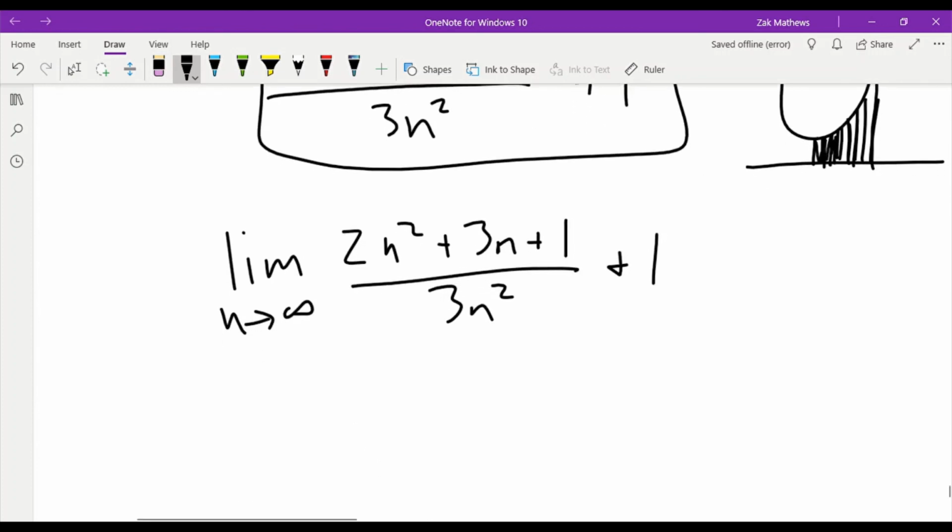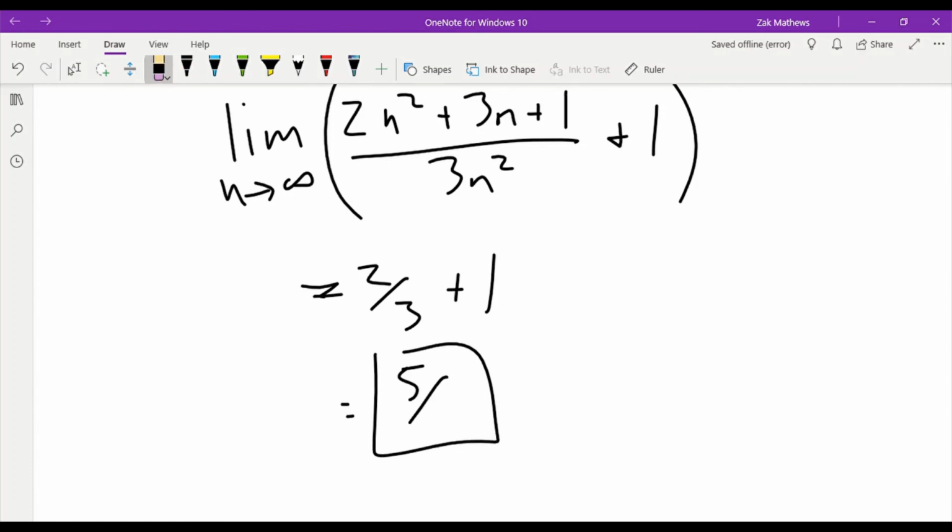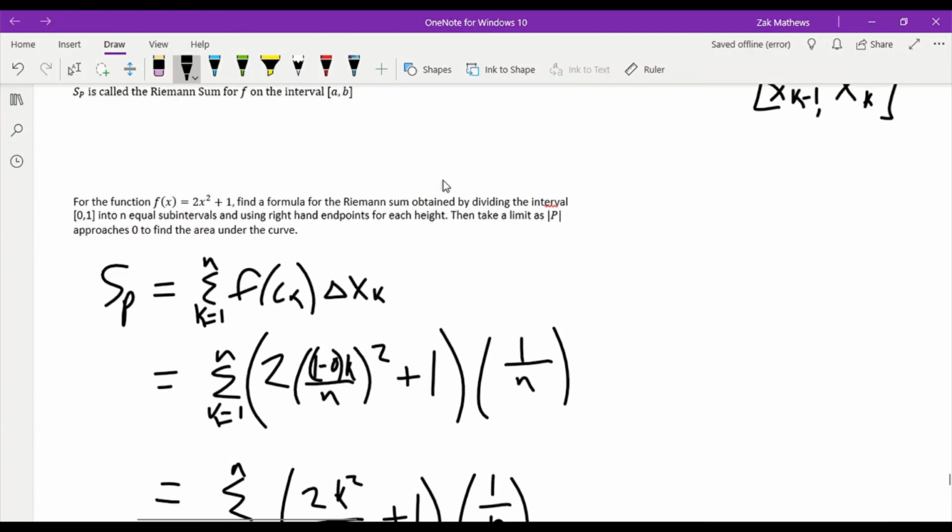And so however you feel comfortable simplifying these limits, I know that this is just going to give me 2/3 plus 1, which will be 5/3 or 1 2/3, but that's my answer. Thirds, not halves. That is the actual area under the curve of this 2x squared plus 1 between 0 and 1. We actually have the exact area under the curve now. We did it based on an approximation, but because we're letting the partition go to 0, taking an infinite number of rectangles, that means our approximation has actually become infinitely accurate, meaning we actually have the area under the curve.